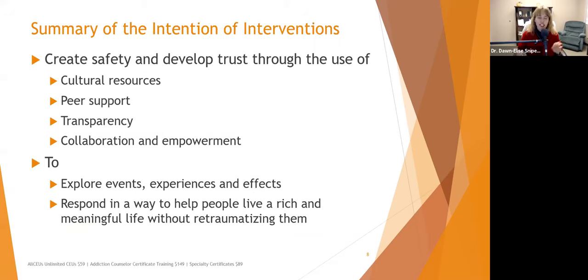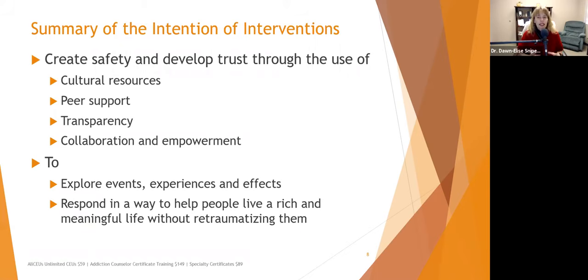We're getting to the interventions in just a second. You want to create safety and develop trust with clients through the use of cultural resources, peer support, transparency, collaboration, and empowerment. So you're getting this whole support system together. You're gathering up the resources and sort of stocking the fort, if you will. So this person feels like they are totally supported and protected and cocooned, if you want to use that term.